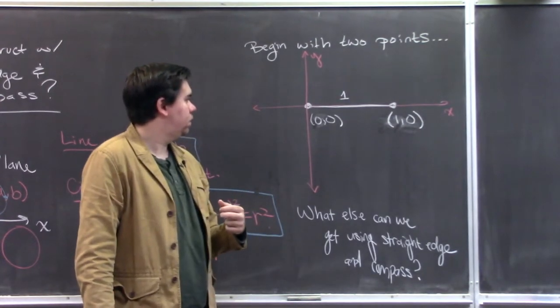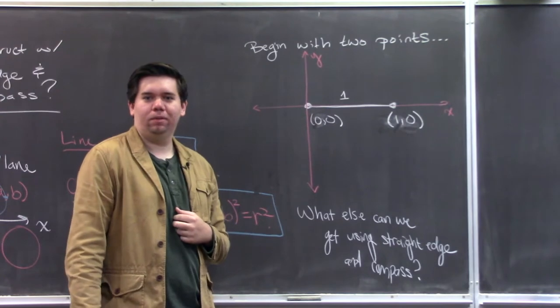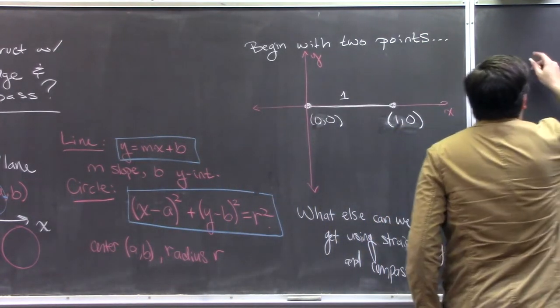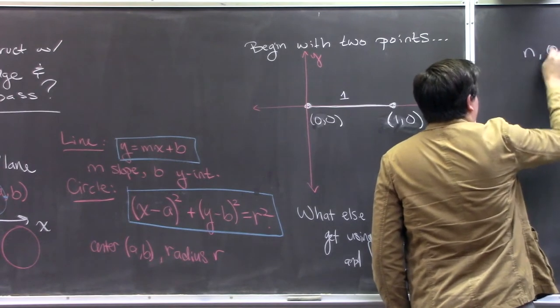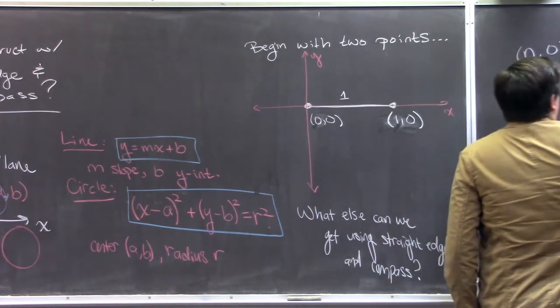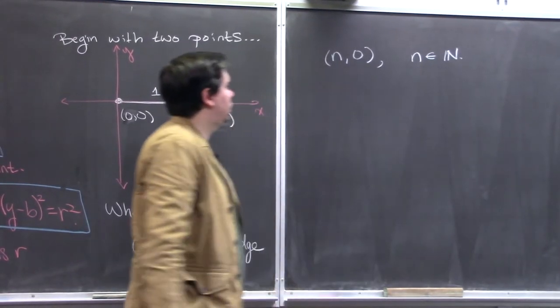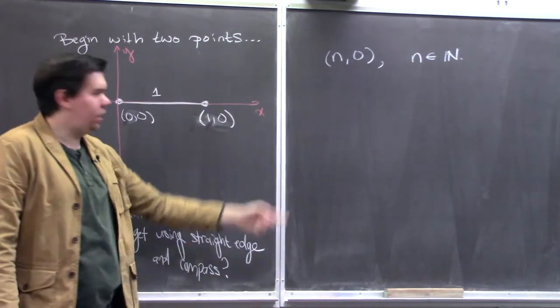That starts simple. Yeah, so give me something simple. Do the integers on the x-axis. Great. So the claim is you should be able to get anything of the form (n, 0), where n is a natural number, or maybe you'll be a little more ambitious and build up to integers. Well, let's just begin with n being some natural number. (n, 0). So how do you do that?